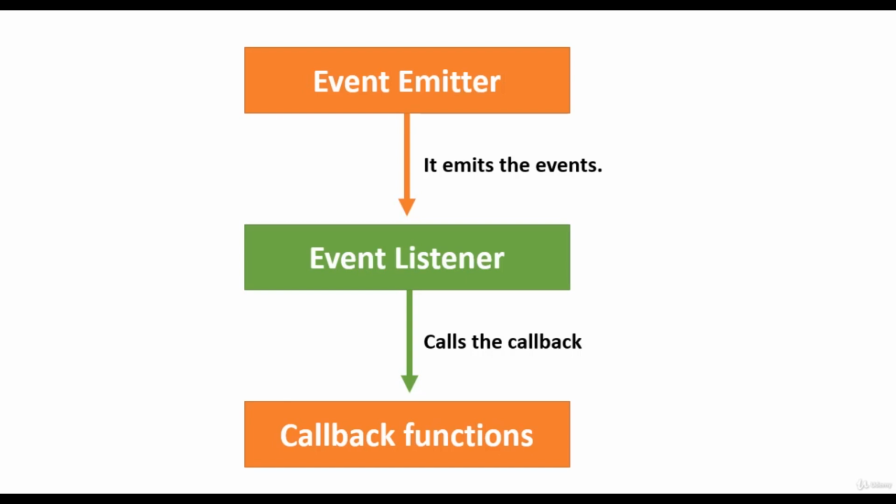There are some objects in Node.js like event emitters that emit the events as something happens in our application, and next we have the event listeners that listen for those events that the event emitter emits. And after that we have callback functions that are called for that specific event listener. Simple as that. Now let's understand this architecture with the help of a coding example.